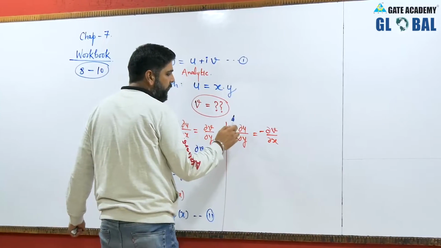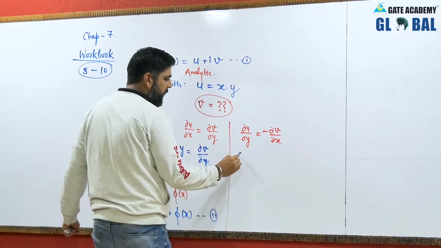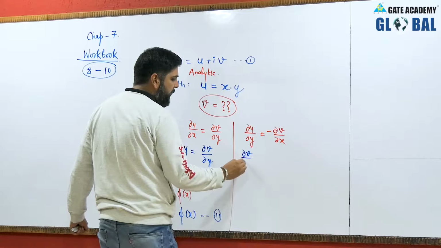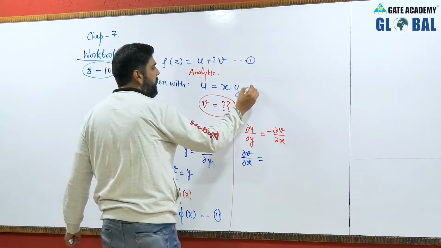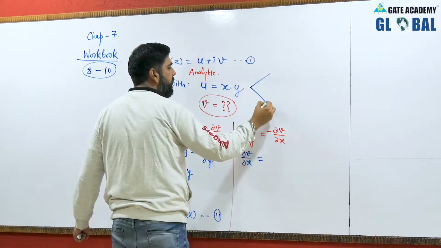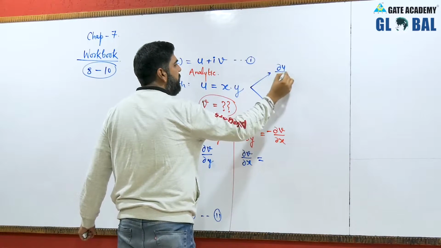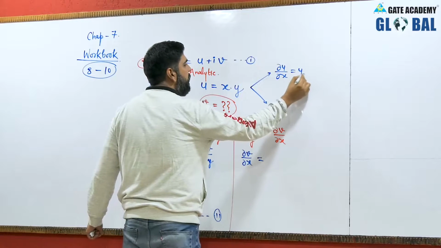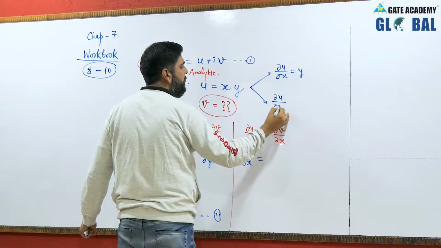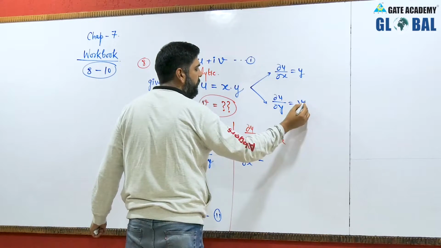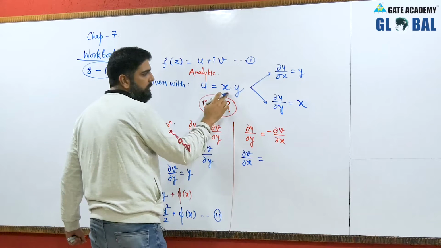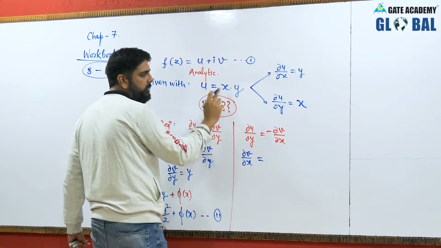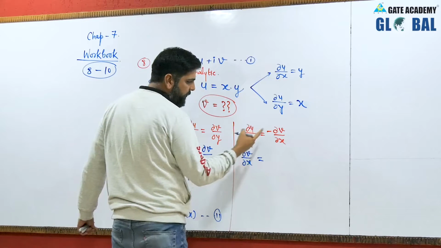Now we need the value of del v by del x. Del v by del x is minus del u by del y. Here del u by del x is y, and del u by del y is x. Fine, so here we can have minus.